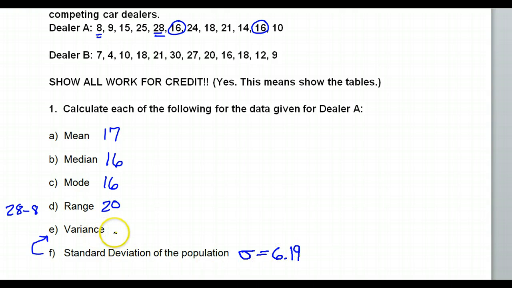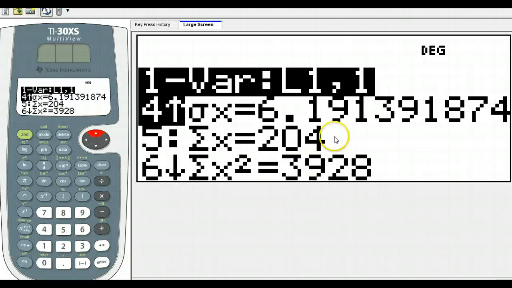Now the variance, we can get the variance from that. The variance is the standard deviation squared. So I could take this 6.19 and square it. Only thing is, I really do not want to lose these decimals. Sometimes that will throw me off a little bit. So I'm not going to square 6.19. I want to square the whole thing.